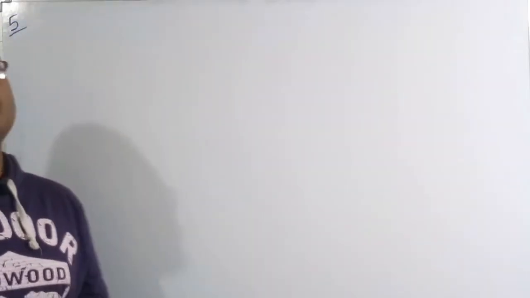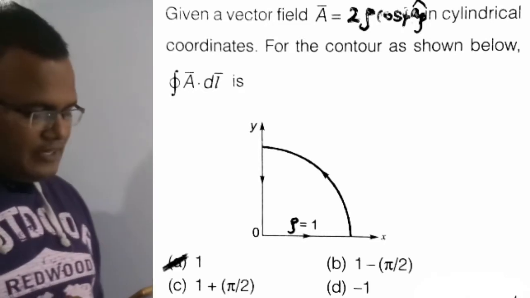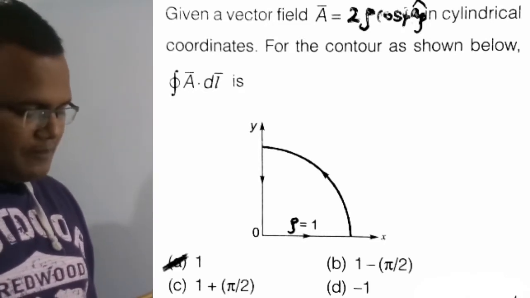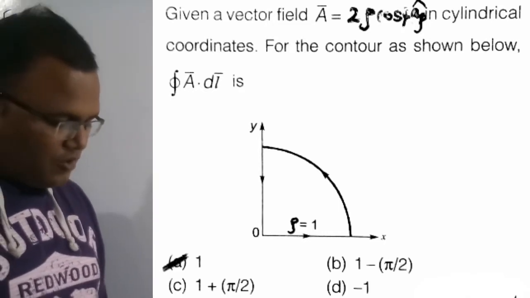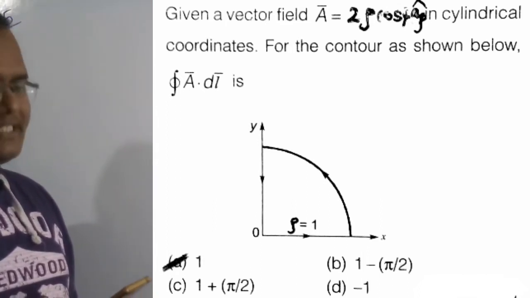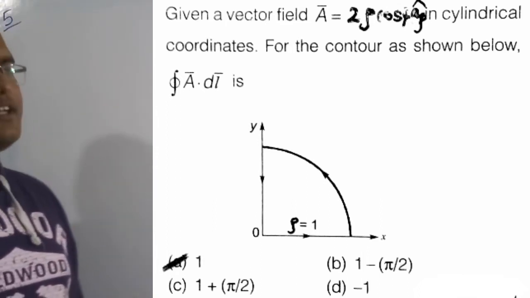So now we are going to solve the fifth question. See the question here. Given a vector field A bar equal to 2 rho cos phi a rho cap in cylindrical coordinates, for the contour as shown below, what is the closed line integral of A bar dot dl bar?